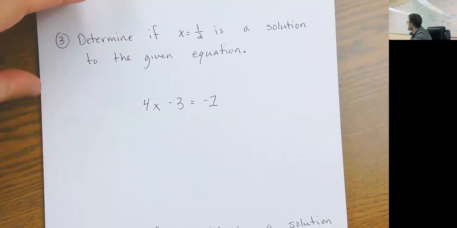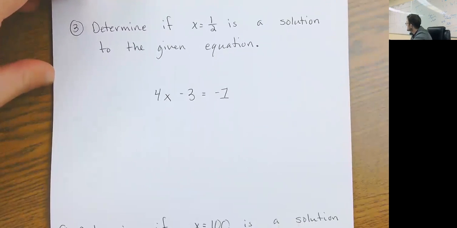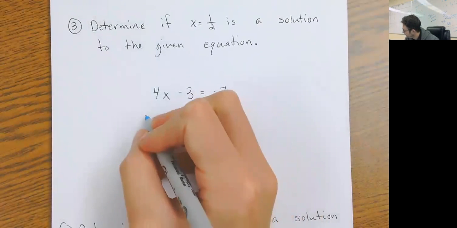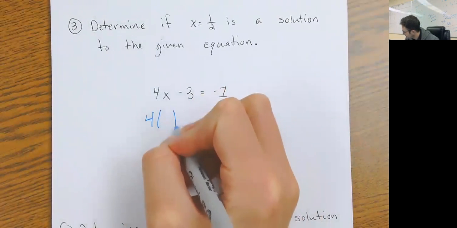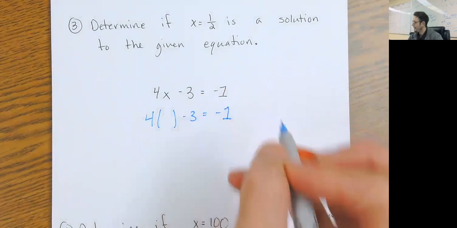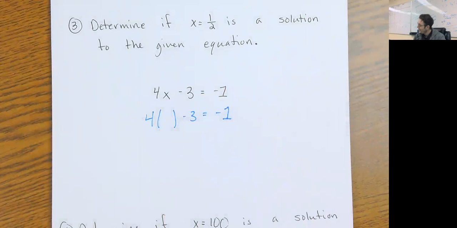All right, let's do the next one. Okay, there we go. So again, if you want to, pause the video, try and answer this for yourself. All right, I'm gonna begin. So 4 parentheses -3 equals -1. I want to find out, is x equals 1/2 a solution to this?